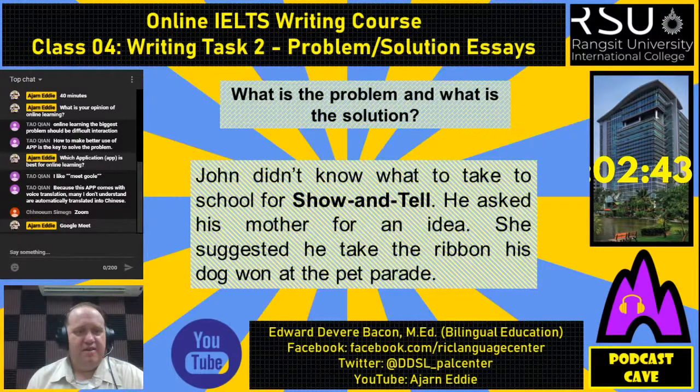Okay, but tell me what is the problem and what is the solution. Okay, so here I'll read it. John didn't know what to take to school for show and tell. He asked his mother for an idea. She suggested he take the ribbon his dog won at the pet parade.